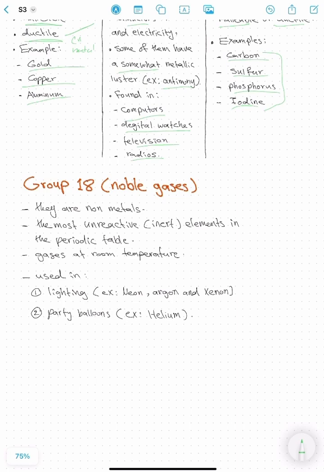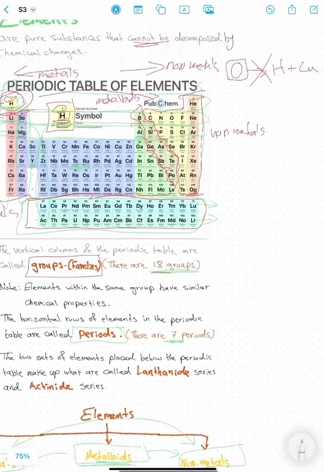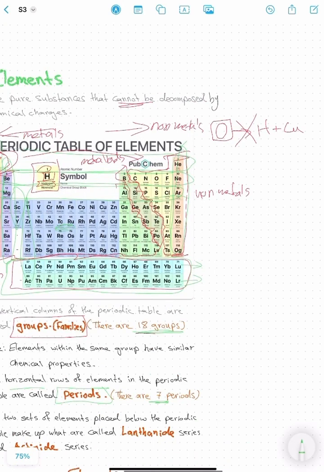We have group 18, which is the last group on the right side of the periodic table. Let me show you. All of these, they are group 18. We call them noble gases. Starting with helium, we have neon, we have argon, we have krypton, we have xenon, and we have radon. All of these are group 18. They are nonmetals.